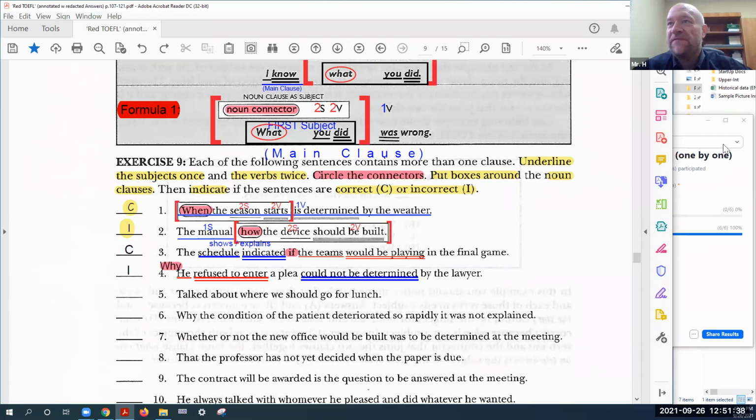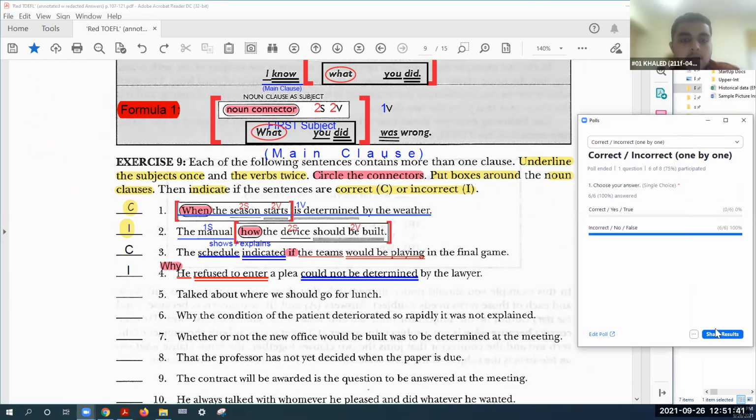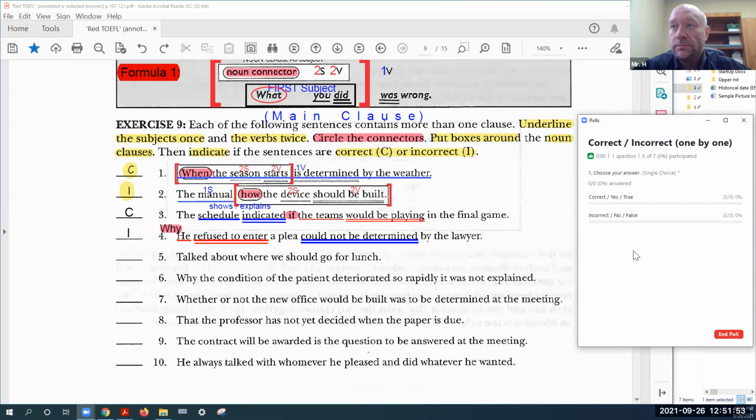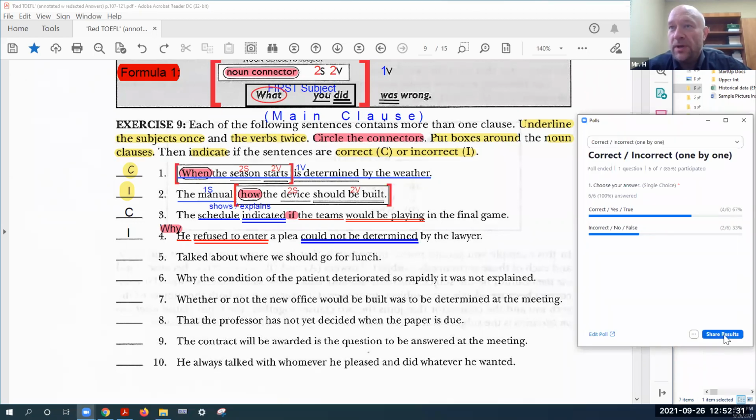Okay. All right. Let's try number 5, gentlemen. Are you ready? Number 5. Quickly choose your answers. We got 7 people now. 4 have answered. Come on, 5 more seconds, guys. 5, 4, 3, 2, 1. All right, the poll is finished. 6 out of 7. Okay, most of you said correct.